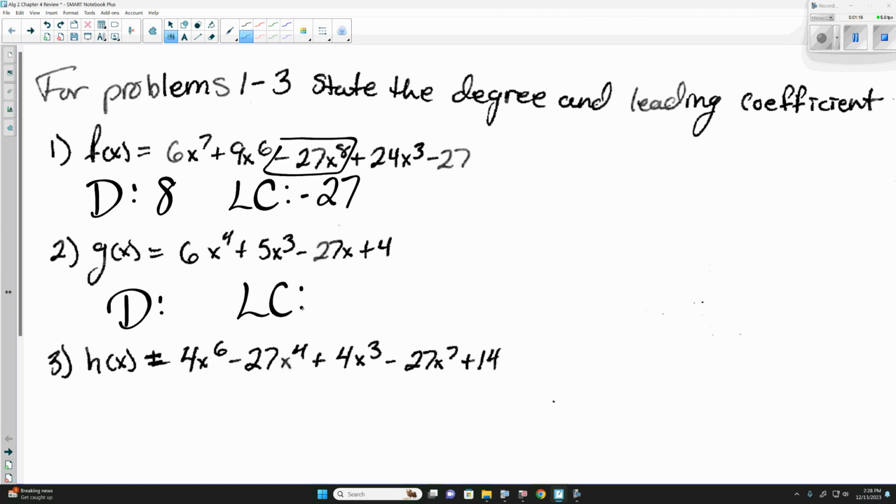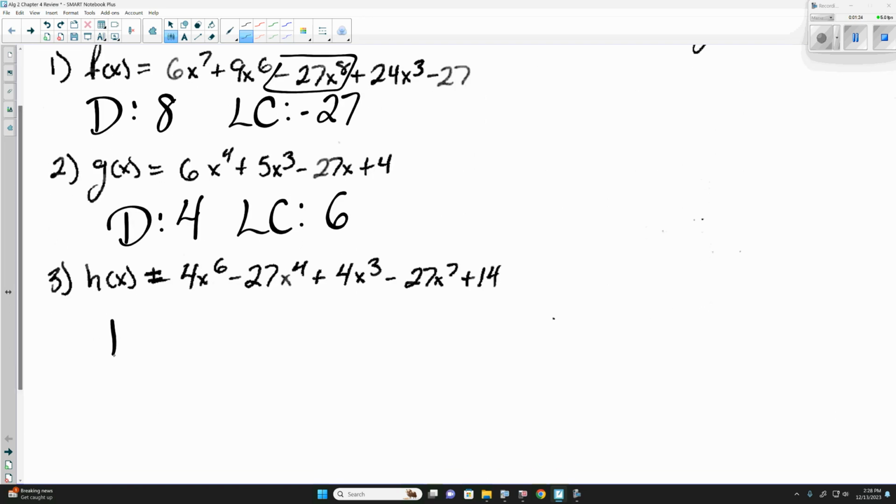What would the degree for number 2 be? Leading coefficient is? Well, number 3. The degree is 7. Leading coefficient is negative 27. And that's it. Now it is coincidental that the leading coefficient for the first and third one are the same. Any other questions about finding the degree or leading coefficient?